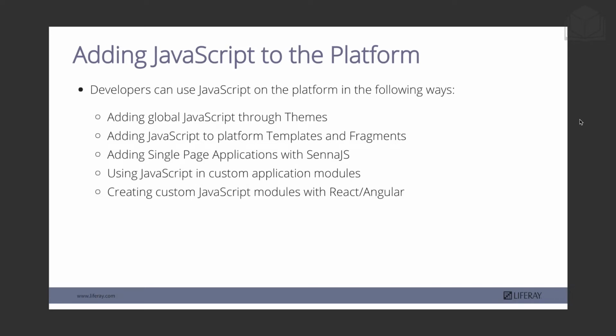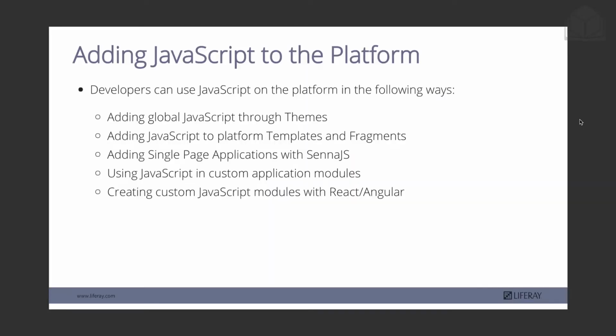As we'll talk about in the third chapter, themes are comprised of HTML, CSS, JavaScript, images, and some configuration. So we can, of course, add JavaScript through our themes, and that's going to be global JavaScript that's loaded on every page. We can also add JavaScript to the platform through templates as well as fragments. I mentioned earlier, templates are primarily using FreeMarker, but you can also add CSS and JavaScript. Fragments allow you specifically to do HTML, CSS, and JavaScript, so you have the options there as well.